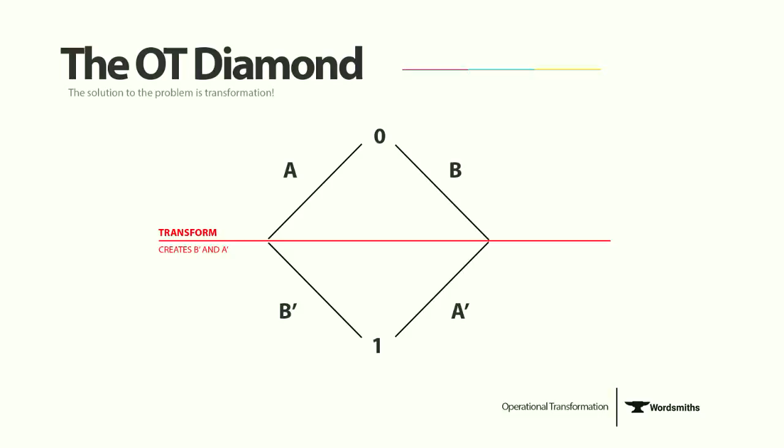Essentially, the 0 at the top represents a state at which they are both in sync. The two branches coming from this state, A and B, are the two user operations. User 1's operation is A, user 2's operation is B. Once they hit this middle point, they hit the server and they transform against each other to derive two new operations, B prime and A prime, which can both be applied to reach another shared state, which is the 1.